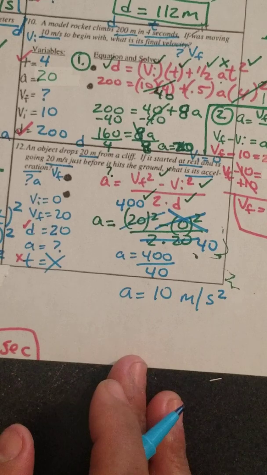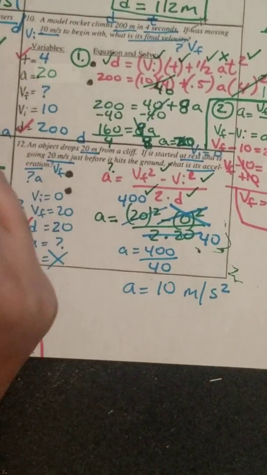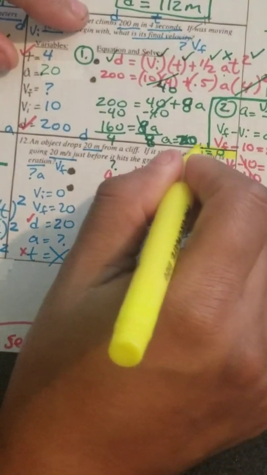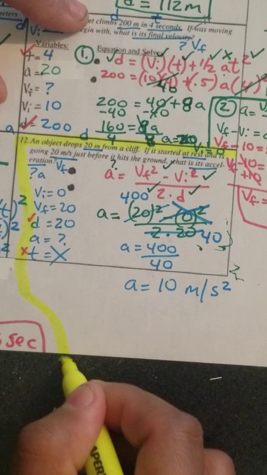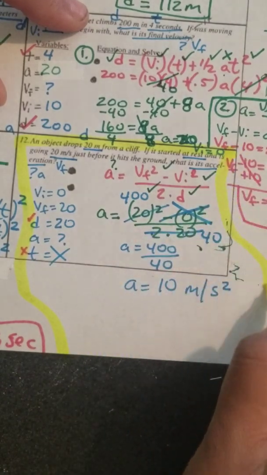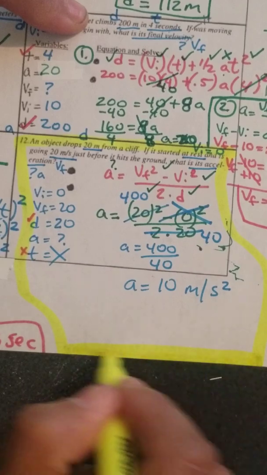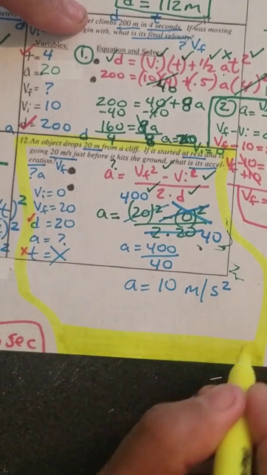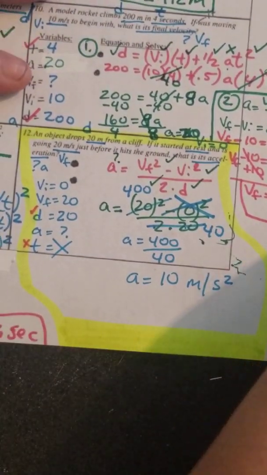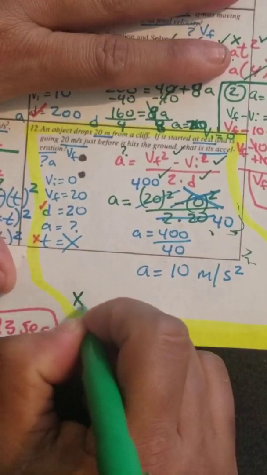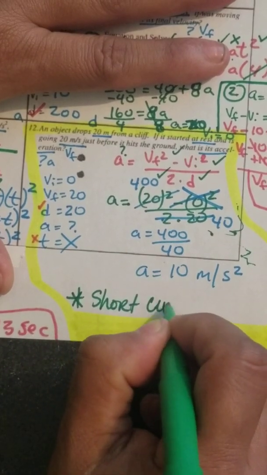Was there an easier shortcut for this? Actually, there was. But I'm not going to tell you until we have class. There was an easier shortcut than this. Think about it. I'm going to ask you in class. I'm going to put right here: Shortcut.